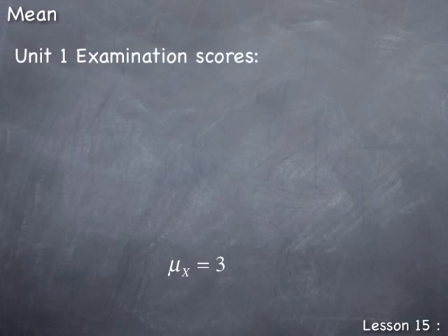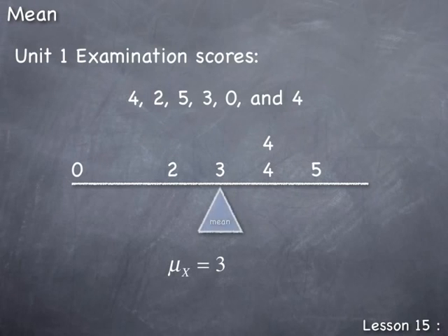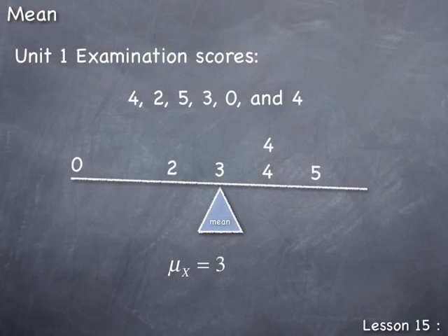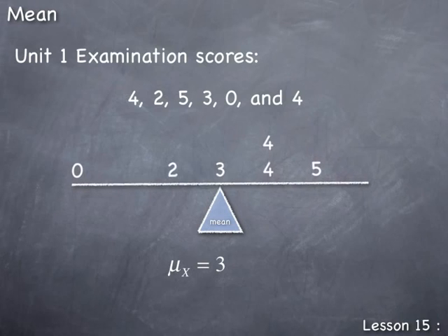Now, to illustrate this idea, we could take all the Unit 1 examination scores that the student had and put them on a number line. Now, the mean is that precise point at which all the data balances. Now, the mean finds the balancing point, or center of gravity, by balancing out all the deviations that the data values are from this mean.